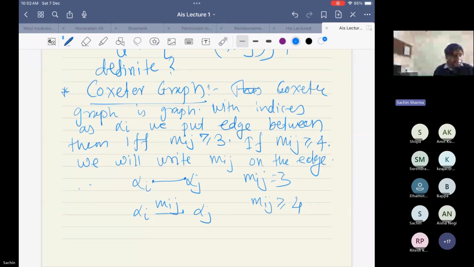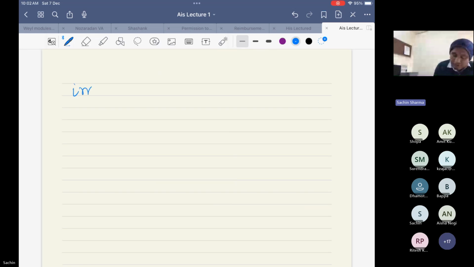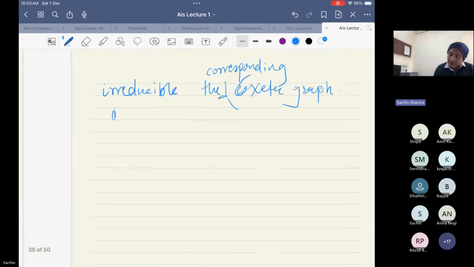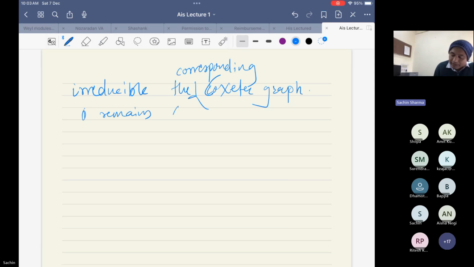Now, as you know, as our root system phi is irreducible, the corresponding Coxeter graph remains connected.